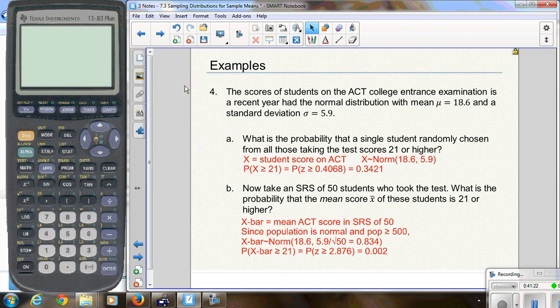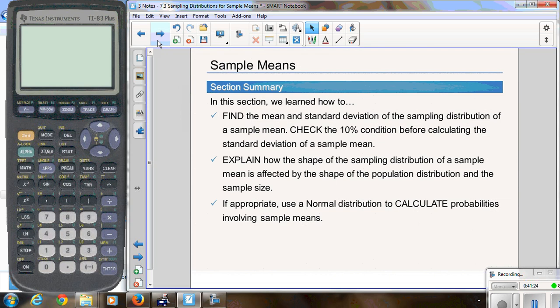So I hope this kind of put some things together for you. So just to summarize, you have to be able to find the mean and the standard deviation for the sampling distribution of X bar. Make sure that you check the 10% condition, that the population is more than 10 times the sample size. And again, that's just to use the standard deviation formula.